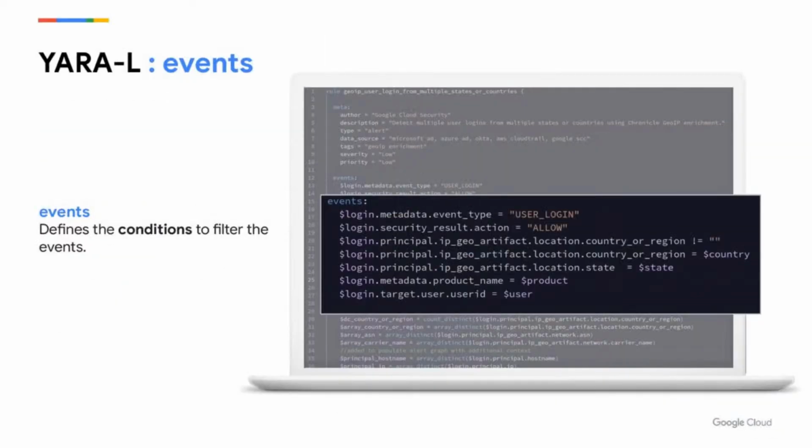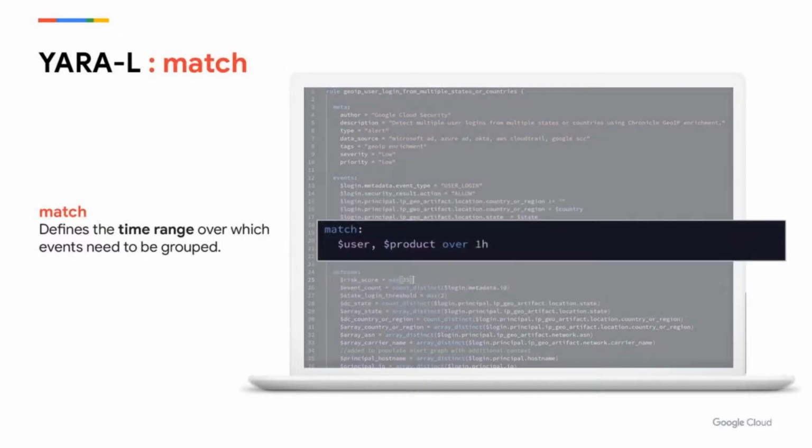The events section outlines the criteria for the event filtering. In this case, it targets successful user login events, and using geo-IP enrichment, it assigns the country and state variables. The match section lists the variables the events are grouped by and a time period. This rule looks for the same user who's logged in from the same product within a 1-hour window.